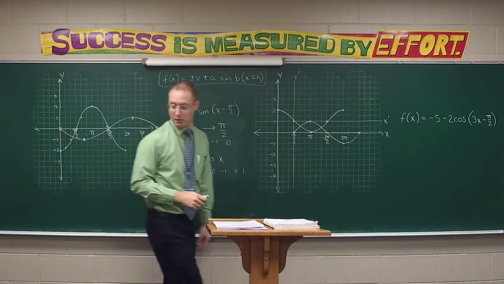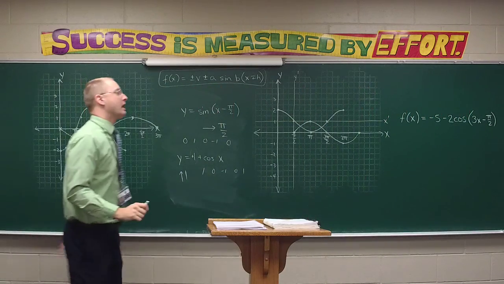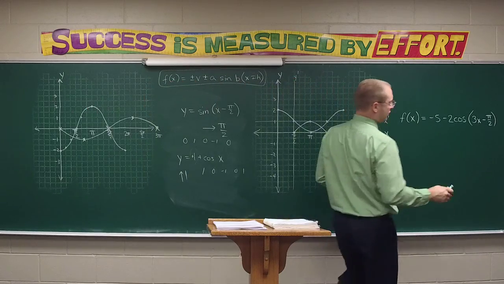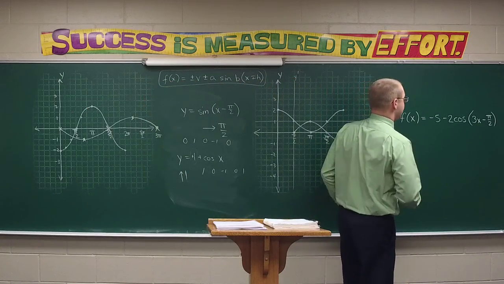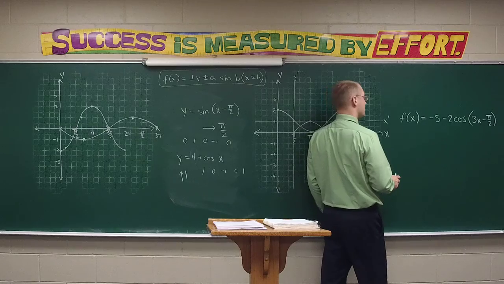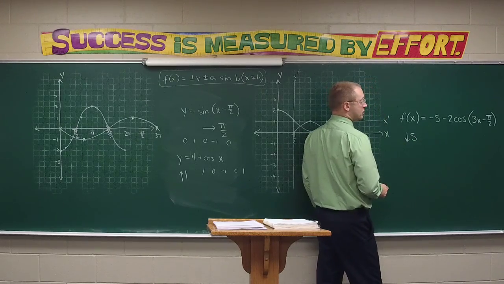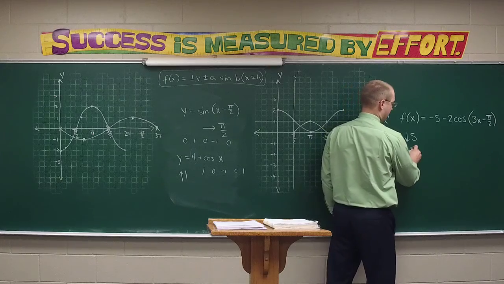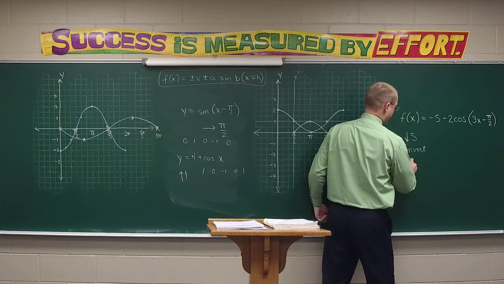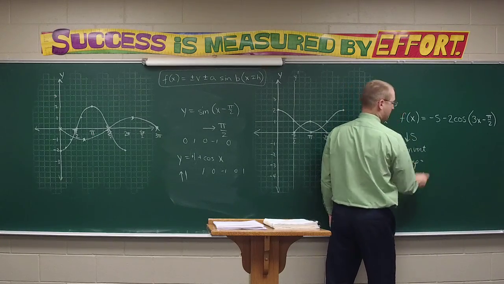Make sure this all shows up on camera. Just made it. Good. Well, here, several things we notice. First of all, we see that the vertical shift is negative 5, down 5 units. We also see the graph is going to be inverted.